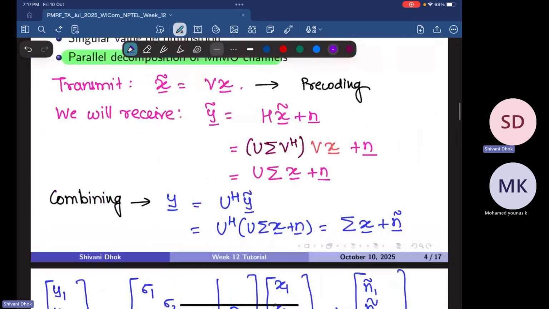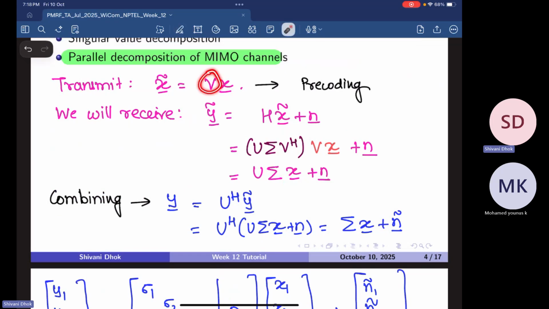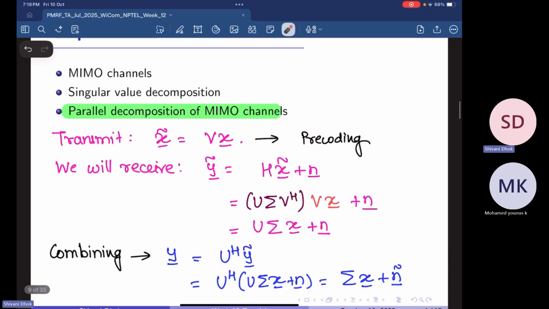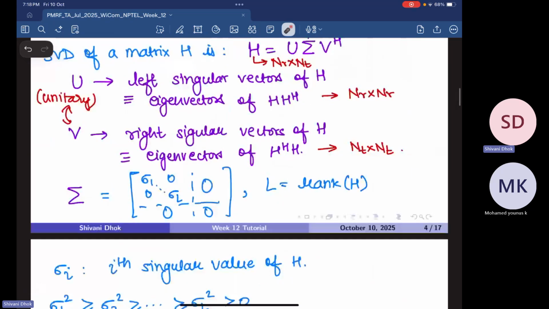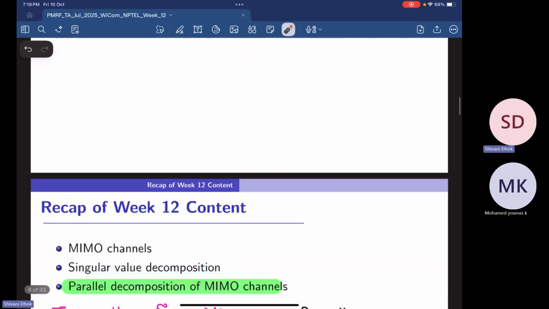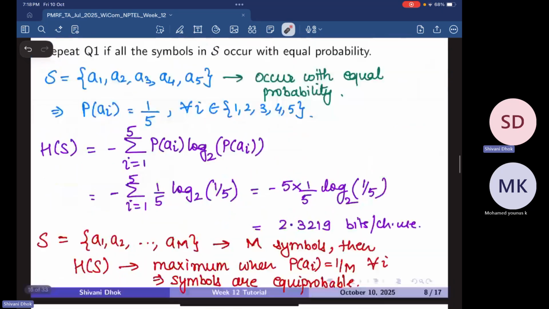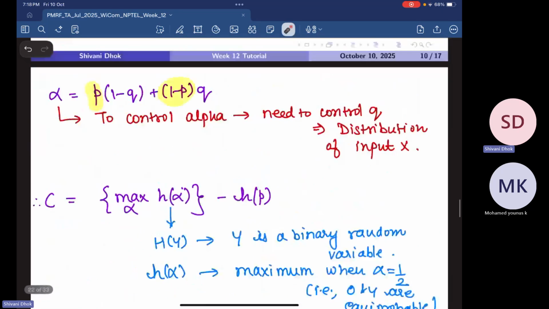When we were discussing parallel decomposition, this pre-coding step is multiplying by a matrix V to your actual data. So your pre-coding vectors are nothing but the columns of your matrix V. So what we need to find is essentially the matrix V. And what is your matrix V? V corresponds to the right singular vectors of H, or those are the eigenvectors of the matrix H Hermitian H. So let me just repeat those things once in that particular question.